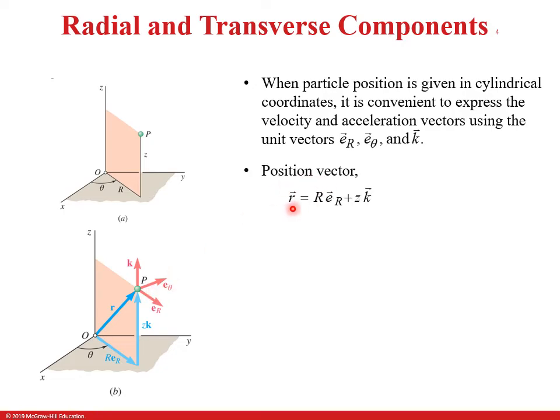So the position vector is just going to be R equals big R times E sub R, so that's this vector right here, plus Z times K. So that's not too complicated. Our K is our vertical direction. It is parallel to the Z axis.